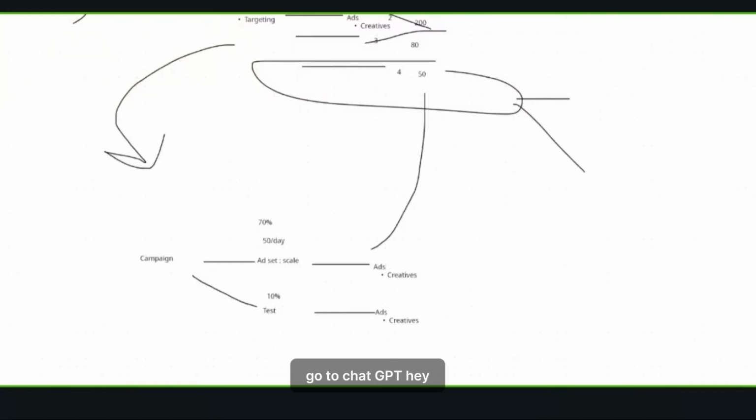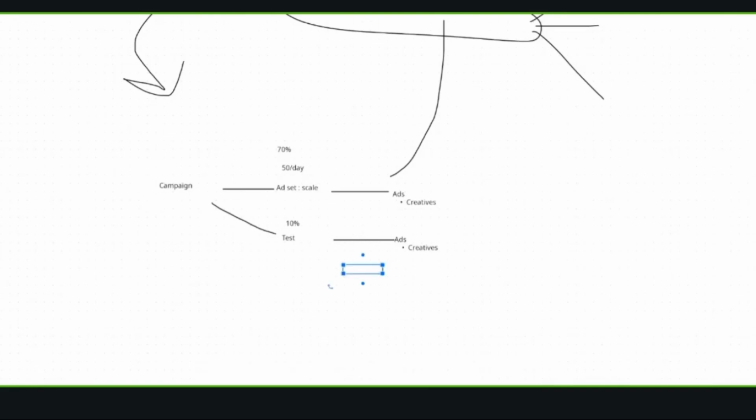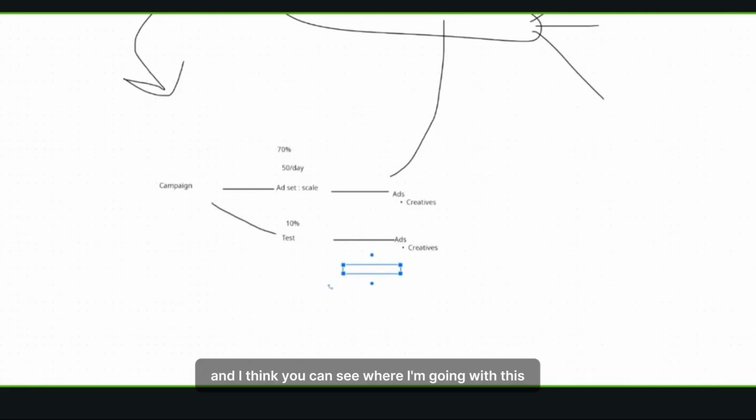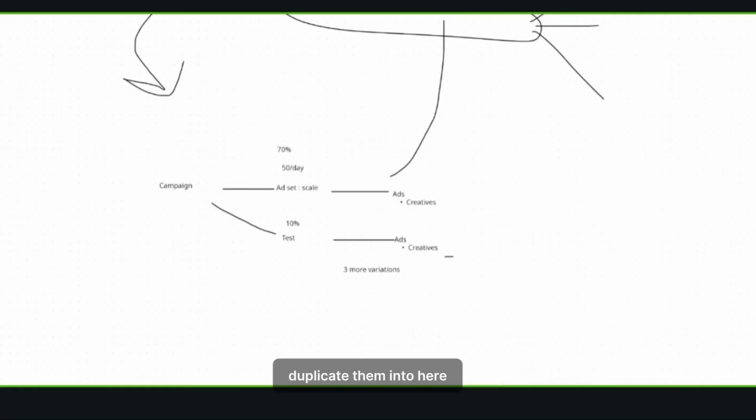Go to ChatGPT. Hey, ChatGPT, this is a good ad. Make more variations of this. Boom. Now we've got 3 more variations. Now we go into this test level, and we're just testing out 3 more variations. And I think you can see where I'm going with this. As we're testing out more variations, we start to see that some ads are doing good, falling within KPIs. After we spend 3 times KPI, boom, duplicate them into here.